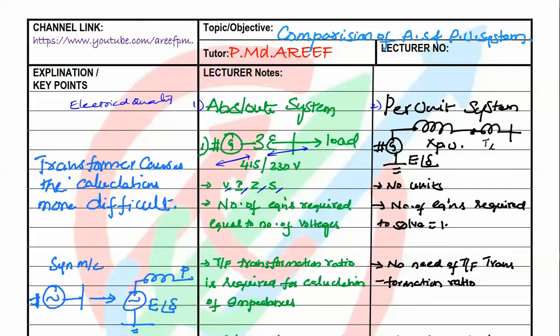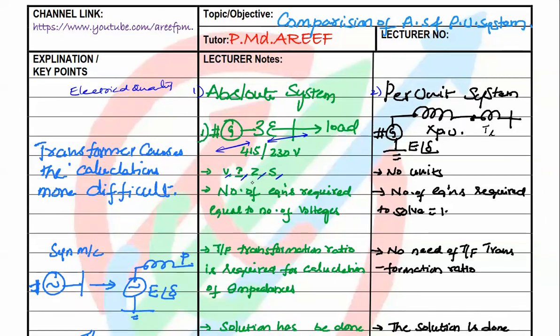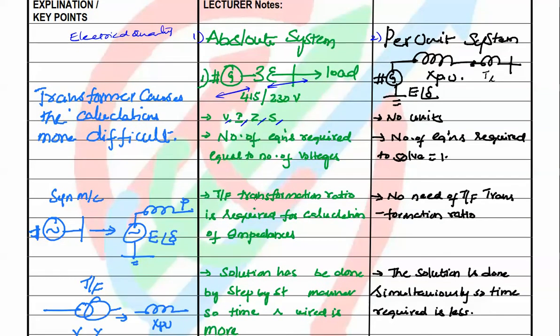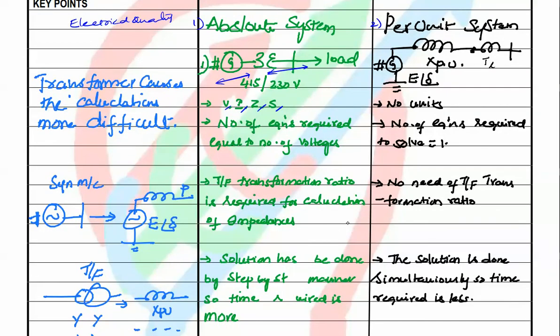And the reason for this is that in a power system the transformer makes the calculations more difficult. Why? Because a transformer is a place where the voltage ratings are going to change at each and every transformer. So this is the main reason the calculations are more difficult. Next, the transformation ratio is required for calculations of impedances in the case of the absolute system, and there is no need of transformation ratios in the case of per unit systems.